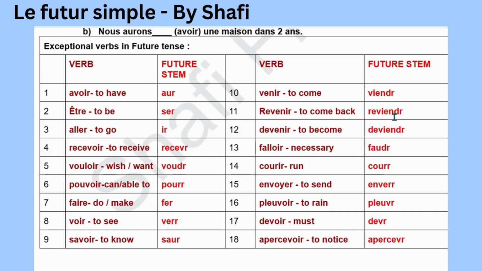Savoir, it is SAUR. Venir, it is VIENDR. Revenir, it is REVIENDR. Devenir, DEVIENDR. Falloir, FAUDR. Courir, COURR. Envoyer, ENVERR. Pleuvoir, PLEUVR. Devoir, DEVR. And apercevoir, APERCEVR. So along with that verb, the meaning also has been given. You should learn that also.